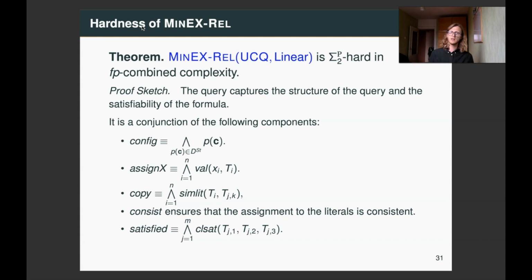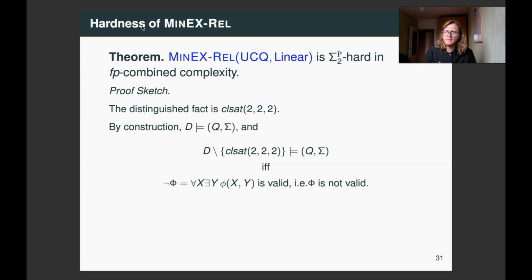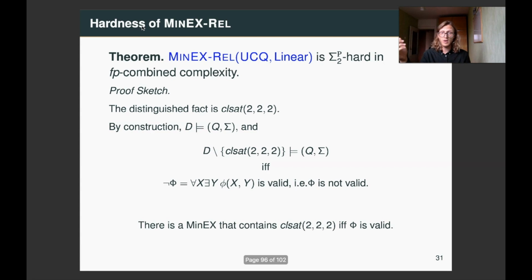So interestingly, how does this work? We pick a distinguished fact clause-sat 222. We have that the database without this clause-sat 222 entails the ontology-mediated query if and only if actually this formula, negated phi, for all x exists y phi(x,y), is valid. So we can remove this distinguished fact only if our formula is not valid. That's why we have that a minex contains clause-sat, our distinguished fact, if and only if our phi is valid.